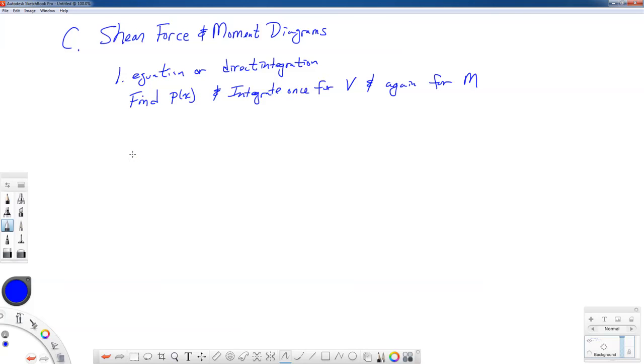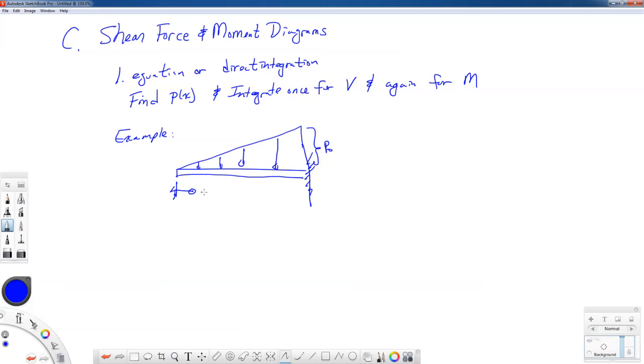So let's do an example. Suppose we have a beam that has a wall on the right-hand side. I'm going to try to make this a little easier for me this way. And I have a triangular distributed load, of height P0 at the wall, and this load points downward. Our coordinate system starts here and goes to the right. The length of my beam is L. Well, I need to find the equation for this distributed load.